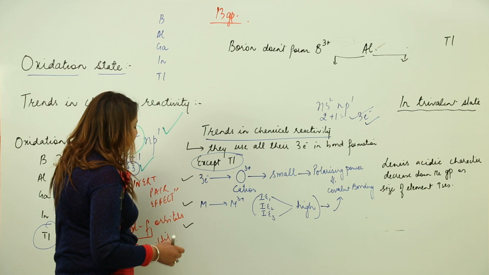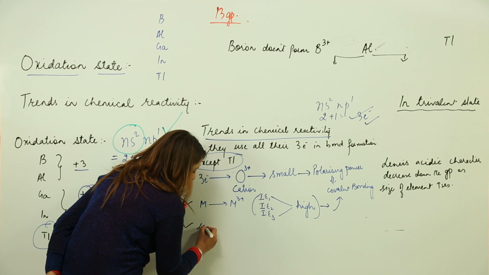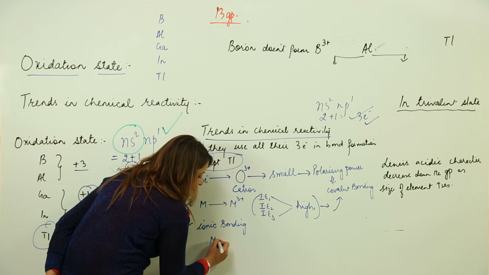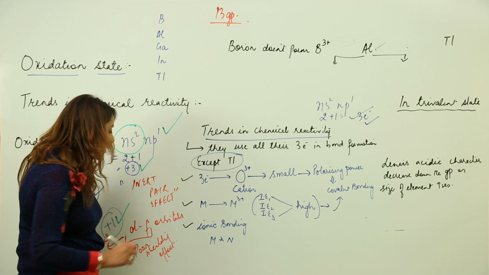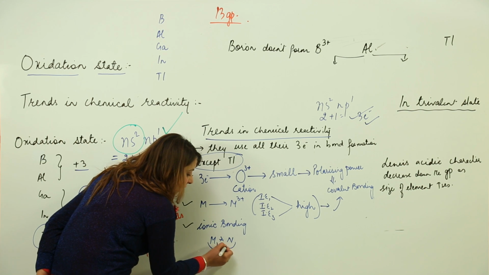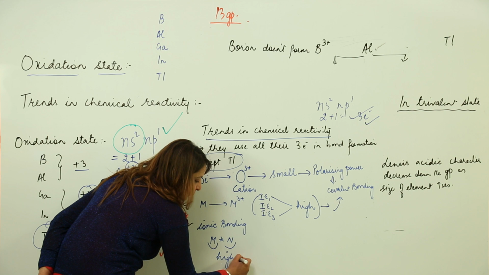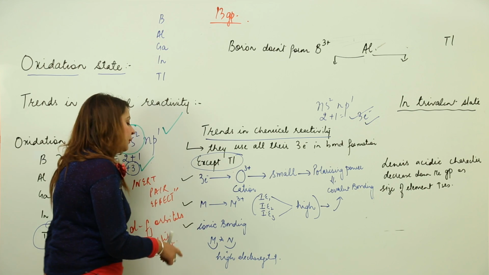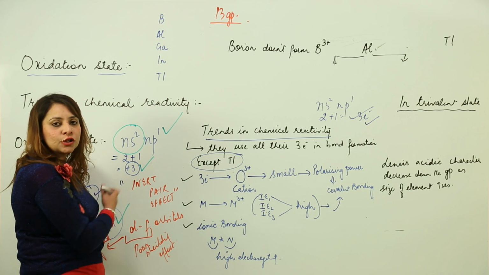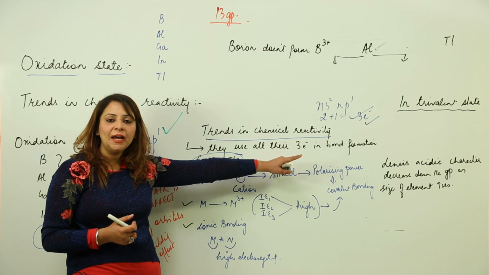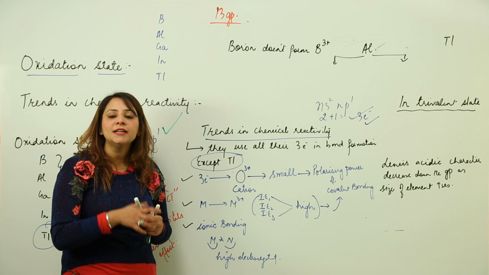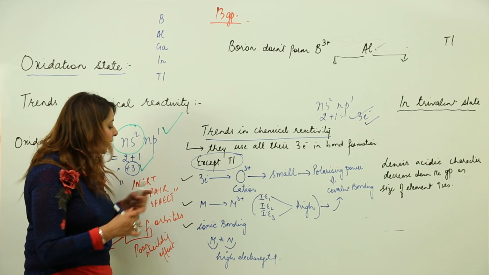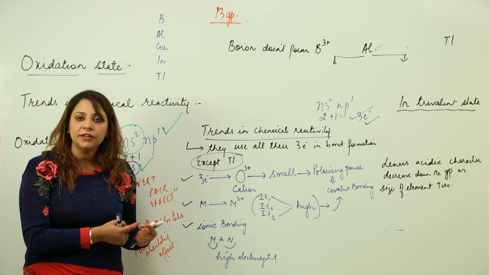The third reason is that the ones which show ionic bonding, like metals and non-metals, do so because they have a high electronegativity difference, right? Metals are present at the extreme left, so they are bigger. Non-metals are present at the extreme right, so they are smaller. We know that the smaller the size, the more the electronegativity, and the bigger the size, the less the electronegativity. So we can say there is a huge difference of electronegativity between them.